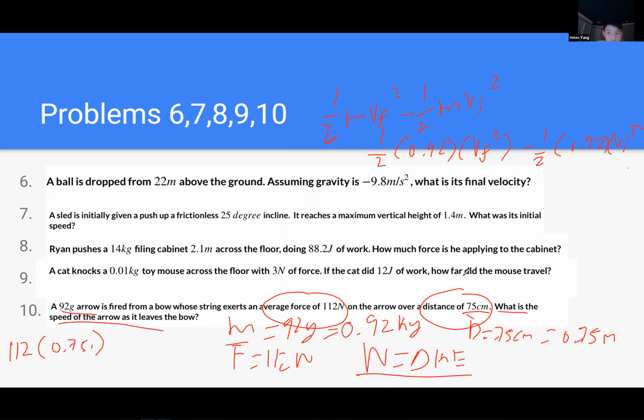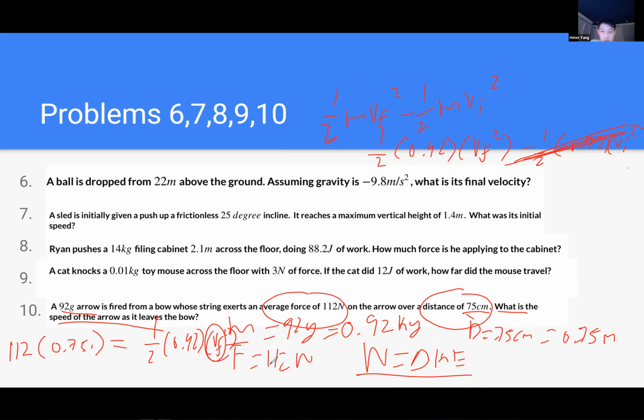Wait, actually, it would be the final velocity, because the initial velocity would be 0. So it cancels out this one. So you get the work is equal to 1/2 times 0.92 times v final squared. And then you can just solve for v final.